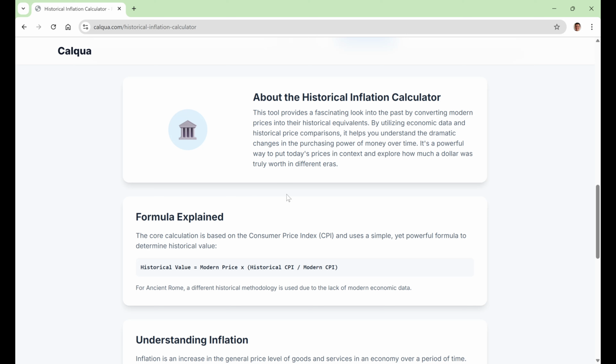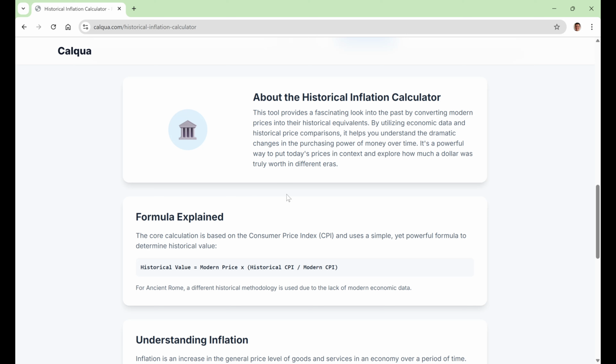This basket includes common items like food, housing, transportation, and medical care. The U.S. Bureau of Labor Statistics compiles this data meticulously, giving economists and analysts a tool to track inflation accurately over decades. Our calculator uses the ratio of the CPI from a modern year to the CPI of a historical year to determine the equivalent value. The formula is straightforward but incredibly powerful. Historical value equals modern price multiplied by the quantity of the historical CPI divided by the modern CPI.